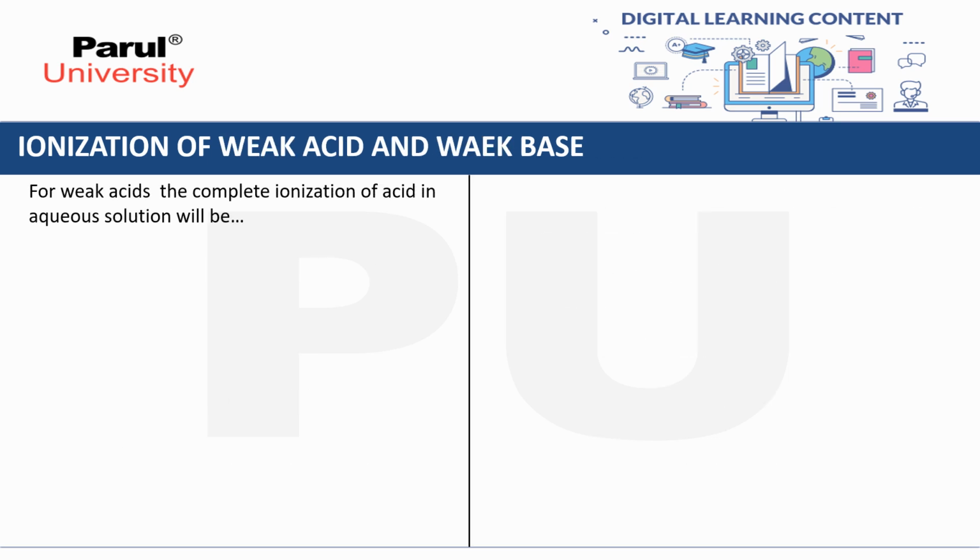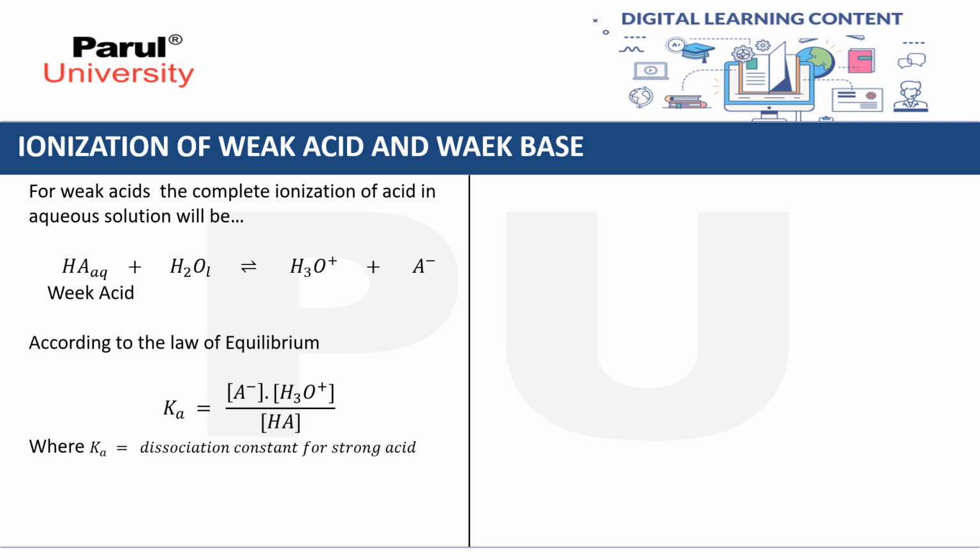Now let us see the ionization of weak acid and weak base. For weak acid, the ionization of acid in the aqueous solution will be, for example, HA is a weak acid in aqueous solution and it is forming H3O+ and A- ion. Hence, again, according to the law of equilibrium, Ka is equal to concentration of A- into concentration of H3O+ upon concentration of HA.